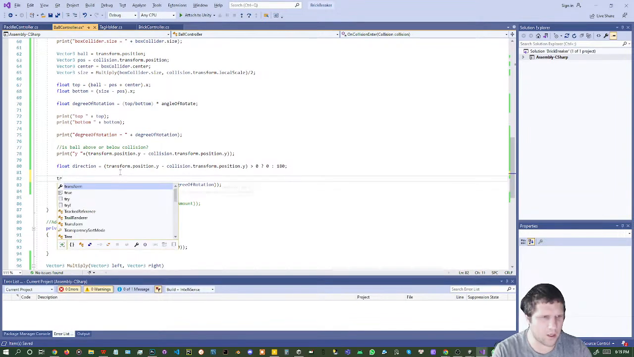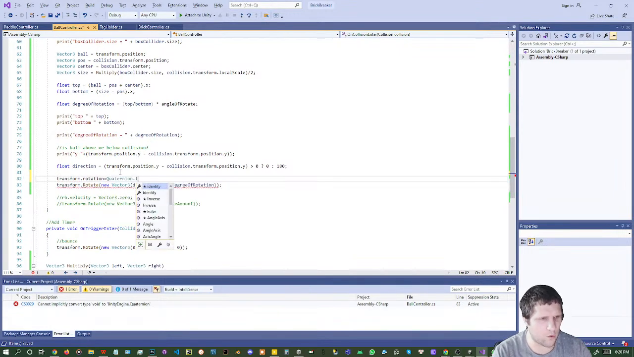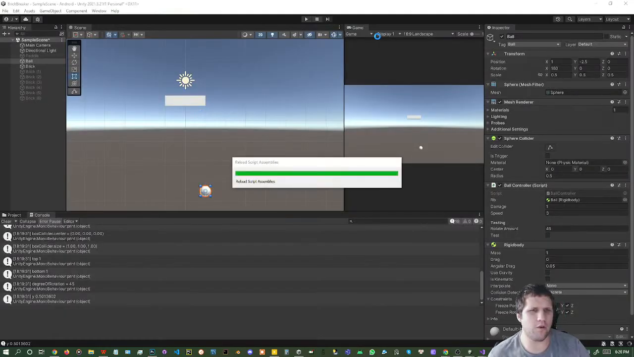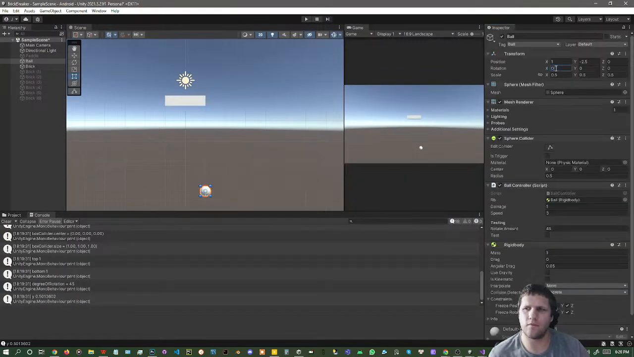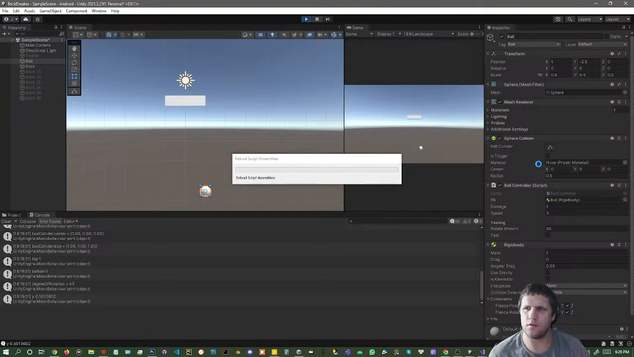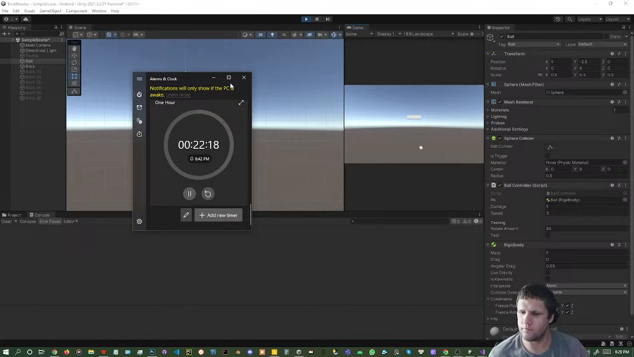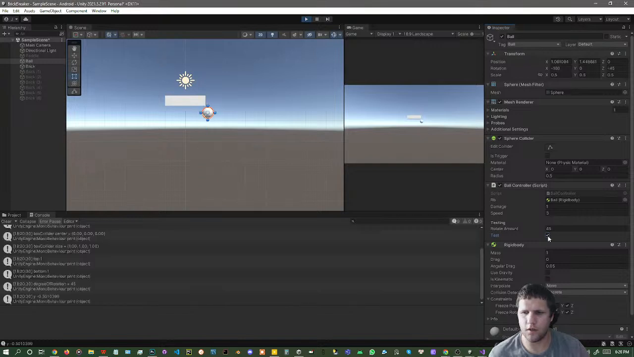Okay, let's say transform dot rotation equals quaternion dot identity. So we reset it to 0 before we rotate. What does that do to us? Play it. 0. Check our time. 20 minutes left. I think we can get it done. Perfect.